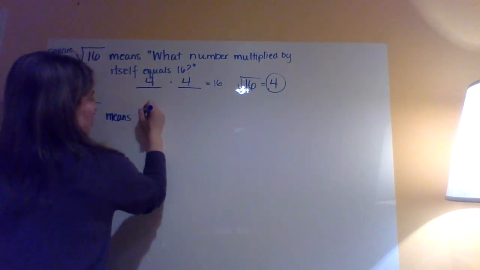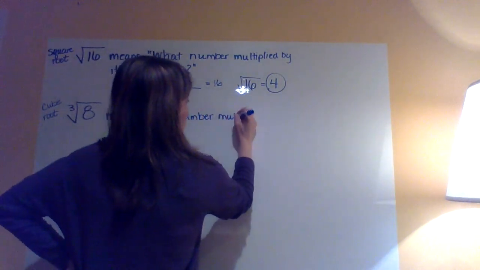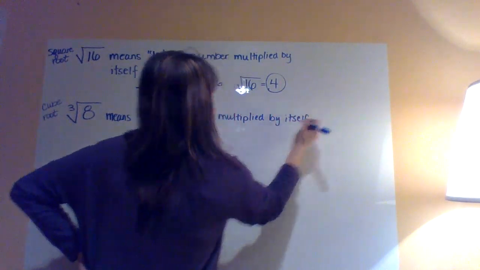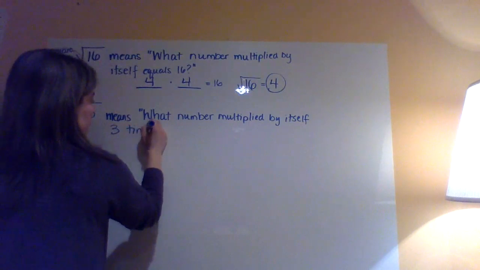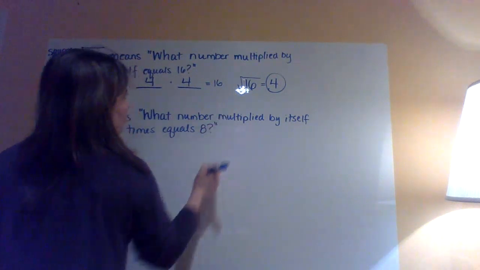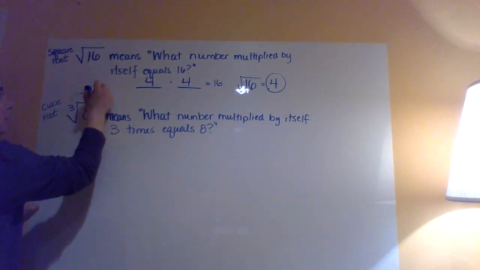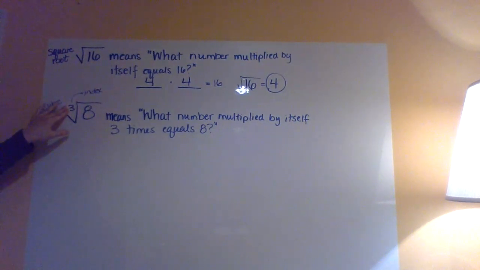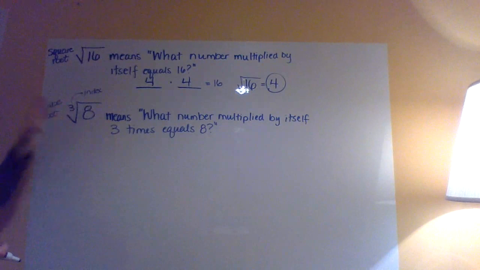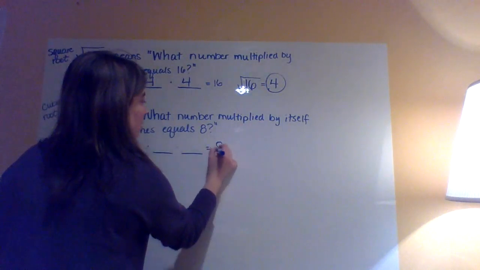This means what number multiplied by itself 3 times equals 8. How do I know it should be multiplied by itself 3 times? Well, because of this little number here. This is called the index. So if this were 5, my question would be, what number multiplied by itself 5 times equals 8? Or 8 times, or whatever this index is, that's how many times this number is being multiplied by itself to get the number under the root.